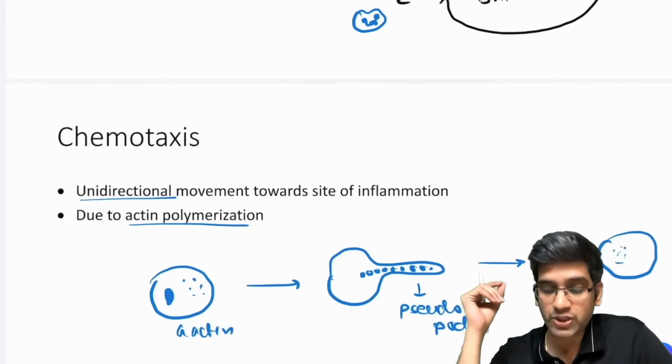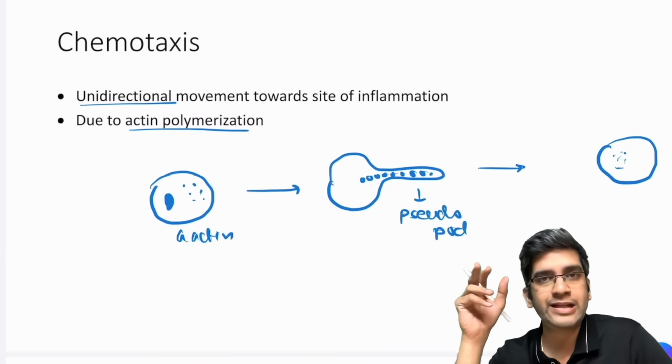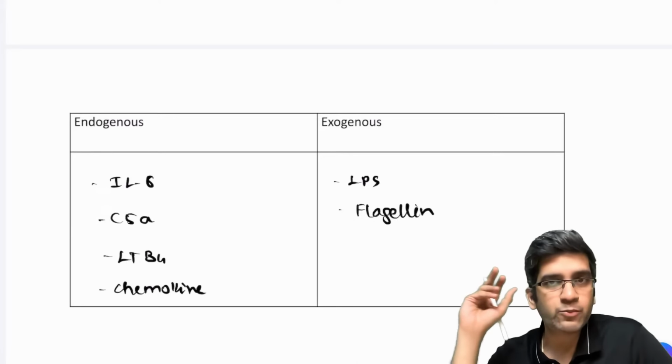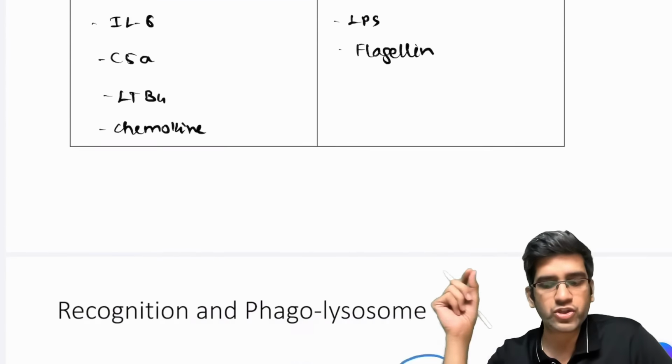Non-specific. Most of them miss them. Please don't miss them, right? Then chemotaxis, unidirectional towards the direction of flow. These are the chemotactic mediators. Mention them. Endogenous, exogenous grouping is required.